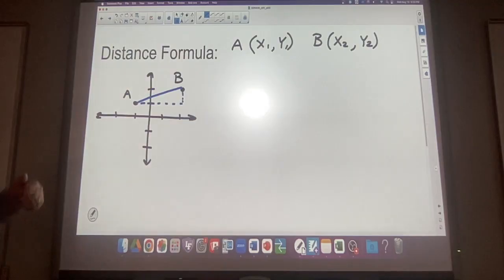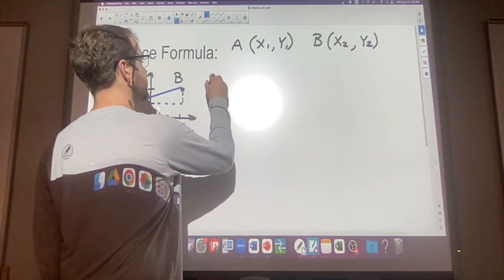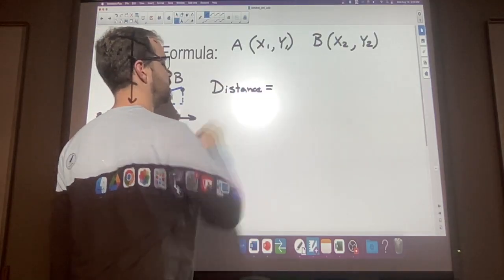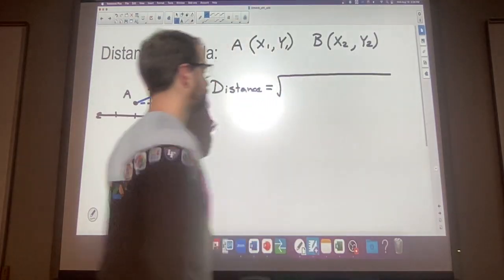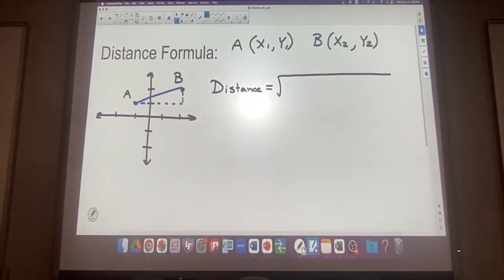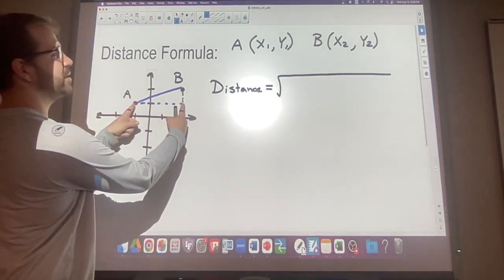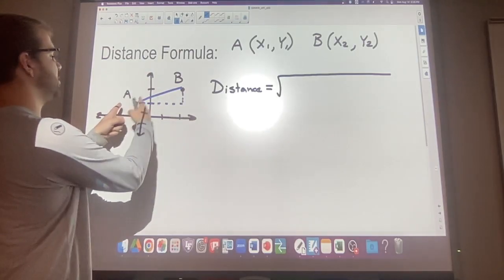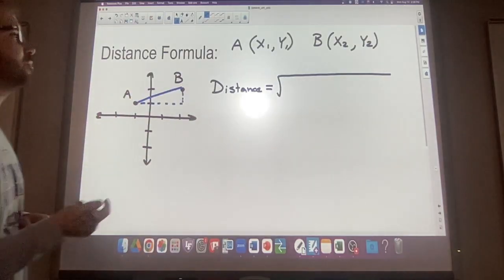All right, so we're going to say that our distance, and we'll call that d, or I'll just say distance, equals the square root. And it's going to be a big square root because we've got a lot going on. We want to find this length right here. The easiest way to find this length is to subtract them. If I take this minus this, I'll get the distance. We'll do the actual values in a second.